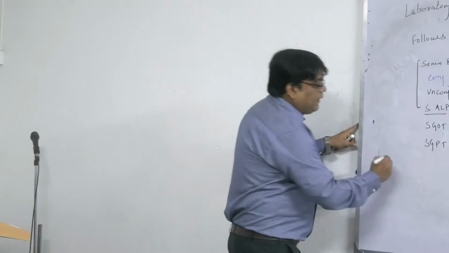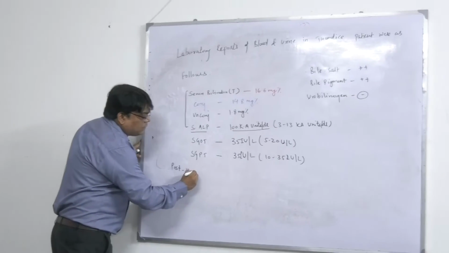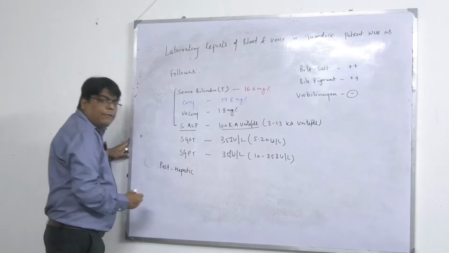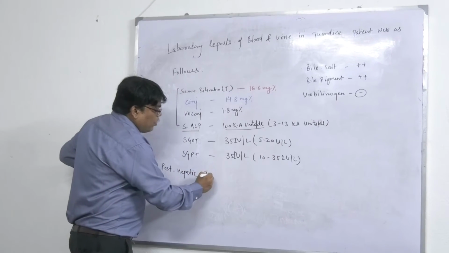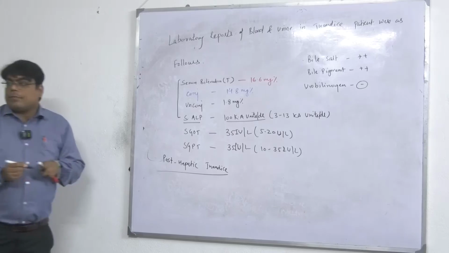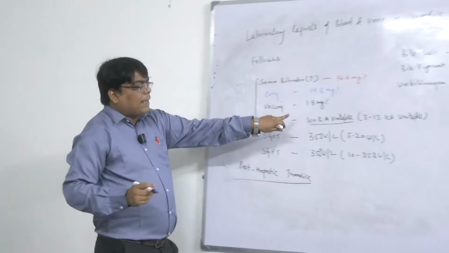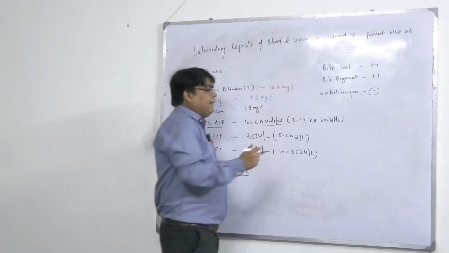Obstructive jaundice is called post-hepatic jaundice. Don't discuss here. If you want to give the answer, just stand up and say it. It is post-hepatic jaundice because serum alkaline phosphatase level is also high.